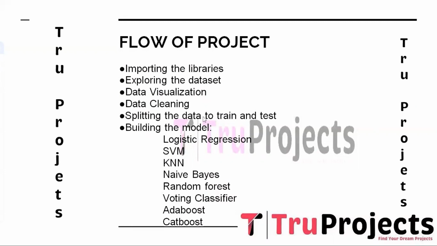And the fifth one is splitting the data into the training and the testing set. The dataset is divided into two subsets, that are the training set and the testing set. The training set is used to train the machine learning model, allowing it to learn the patterns and relationships within the data. The test set is kept separate and used to evaluate the model's performance on unseen data, providing an estimation of how well the model will generalize to new data.